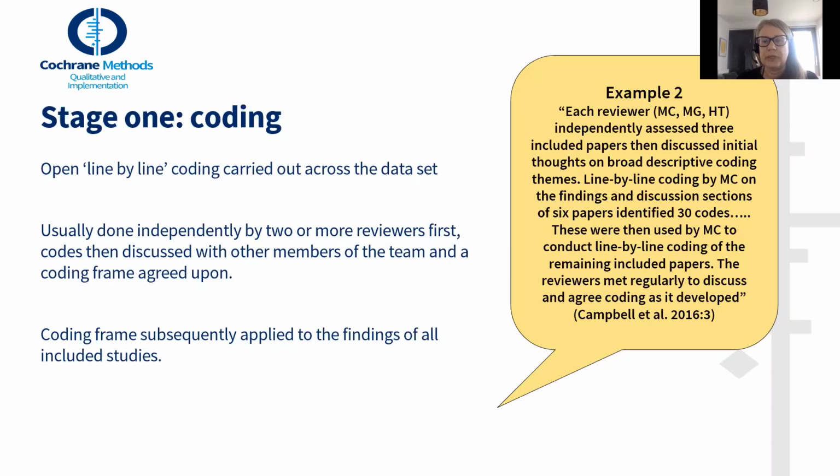So again, in the second example, broadly similar approach. This time, the reviewers looked at a couple of included papers first and discussed their initial thoughts. And then once they'd agreed on approach, the line-by-line coding was undertaken by 1 reviewer. This team tell us that they had identified 30 codes, which were then applied to the remaining included papers. Next slide, please.